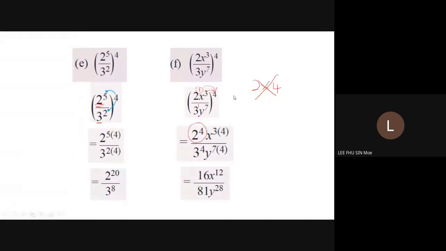We see the more complicated question. Okay, next one. How about this one? Question G becomes more complicated.